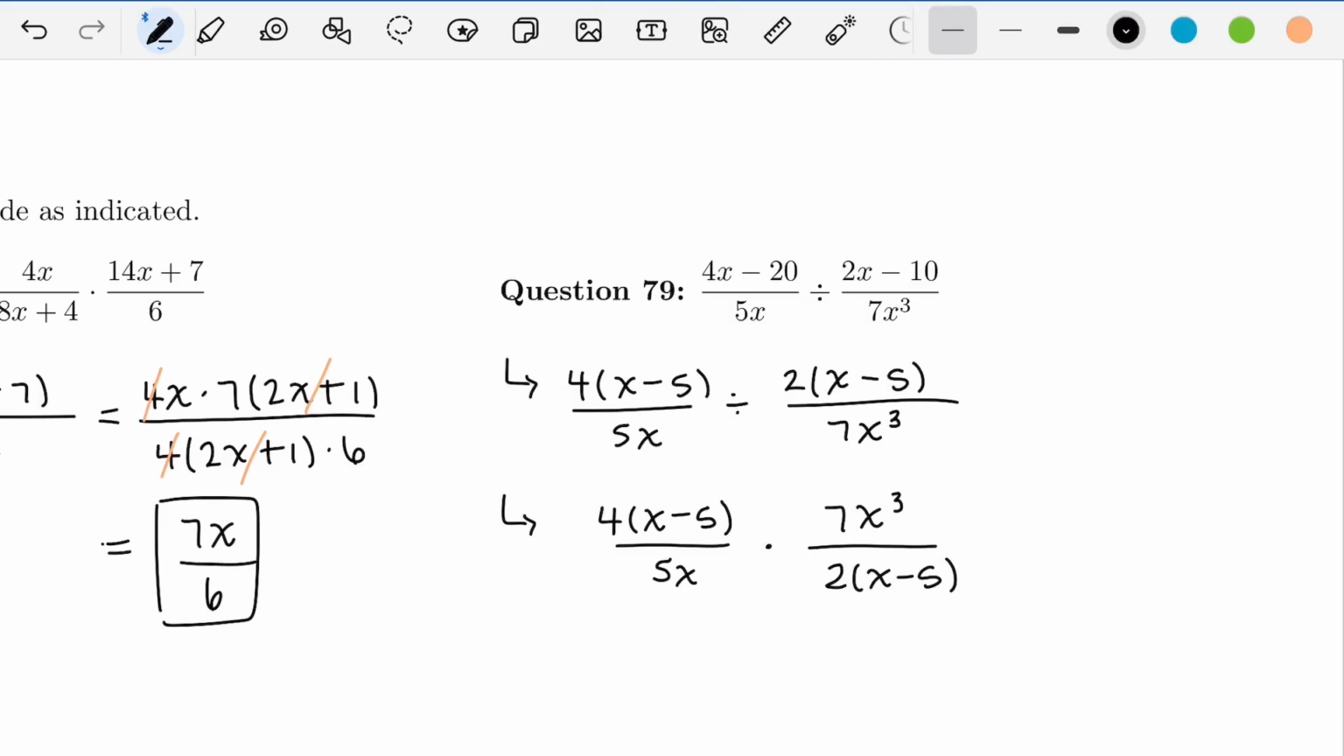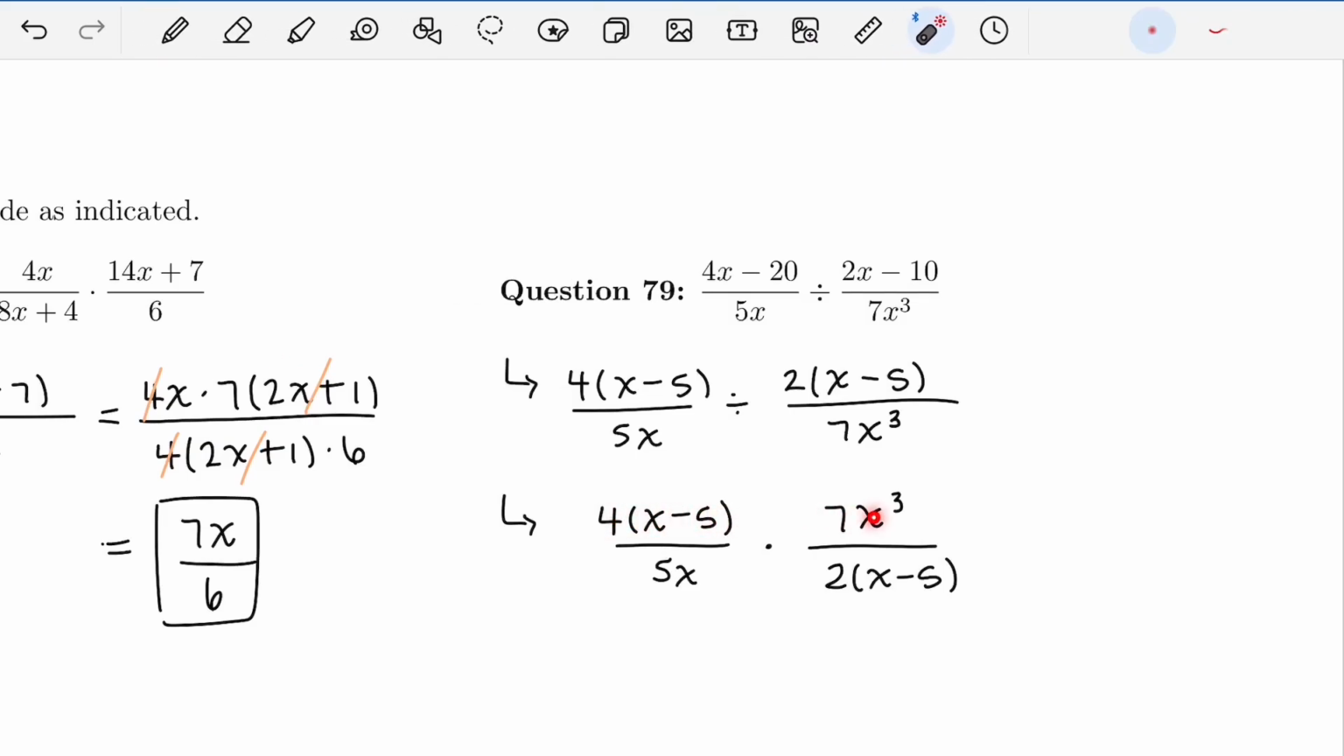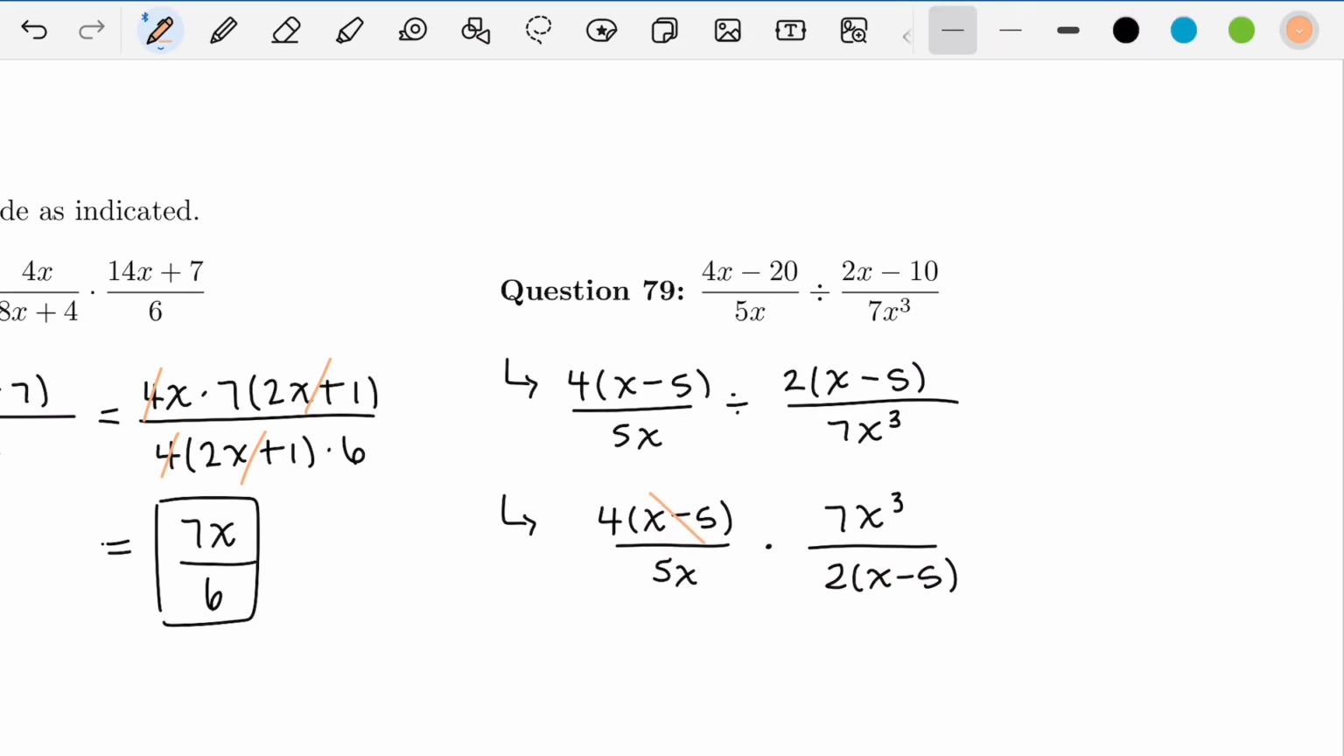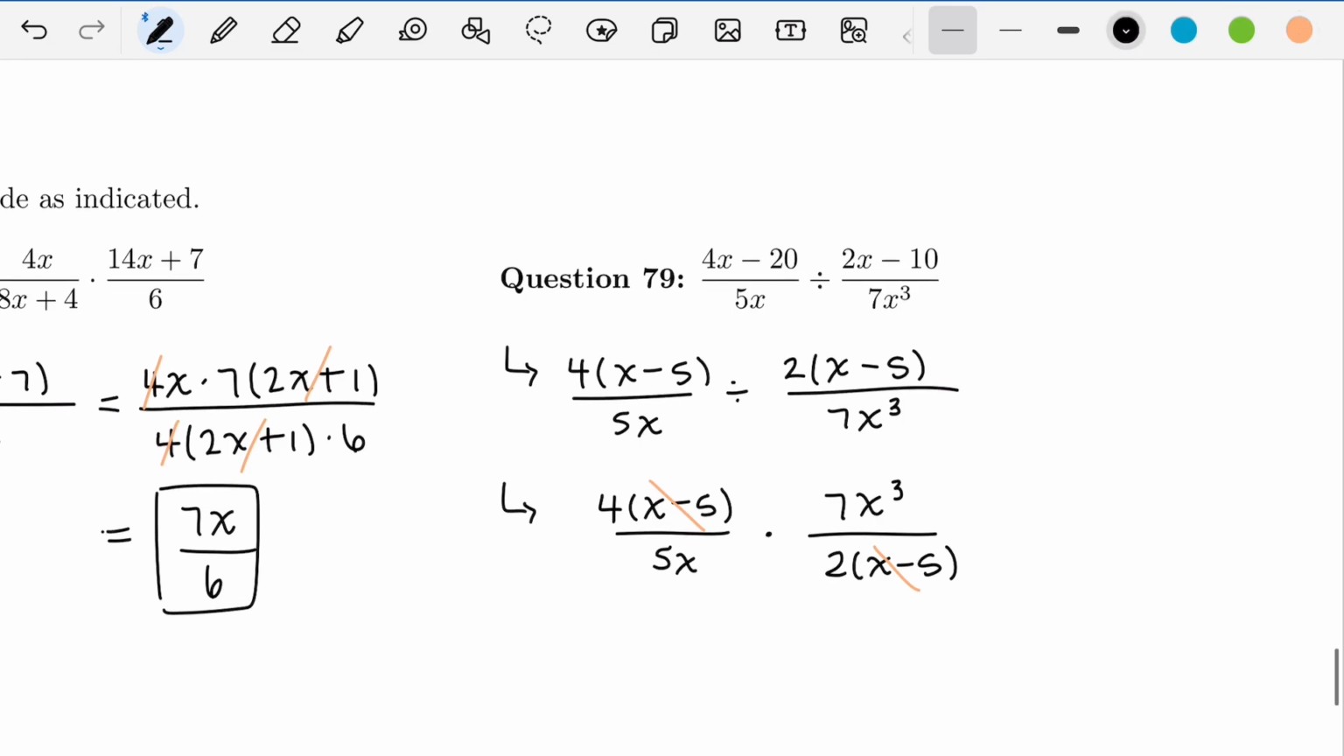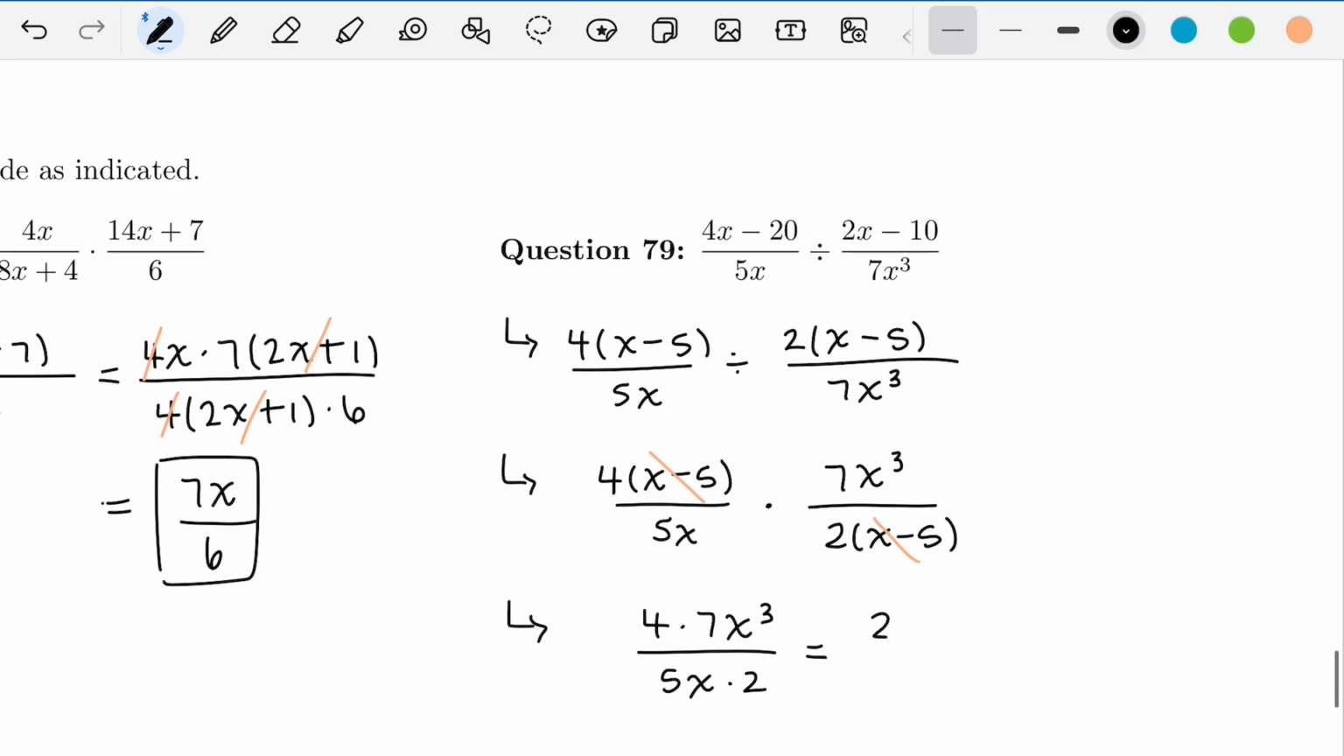Now, remember when we multiply fractions, we just multiply straight across. So we're going to have 4 times x minus 5 times this, and 5x times this. Doing that, we're going to have x minus 5 in our numerator and our denominator, so these are going to cancel right away. Then what we're left with is 4 times 7x cubed over 5x times 2. So this becomes much easier to do. We're going to end up with 28x cubed divided by 10x, and then we can simplify this.